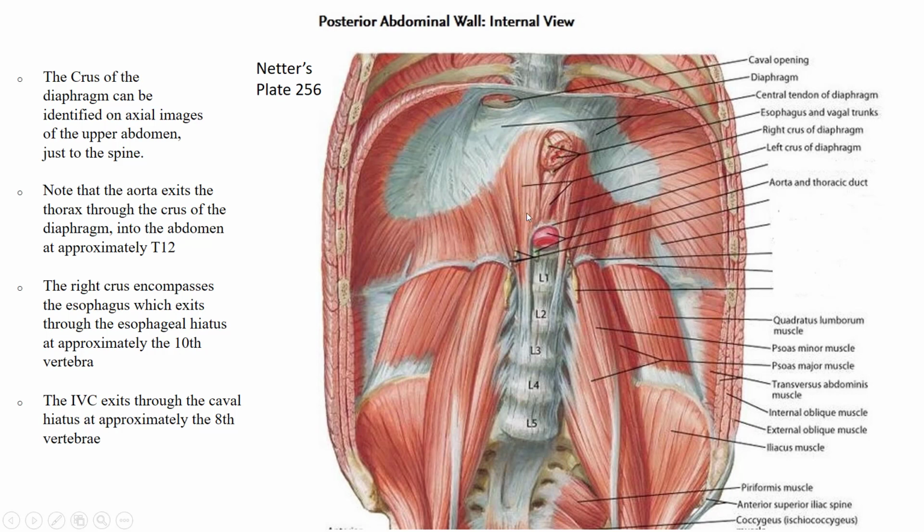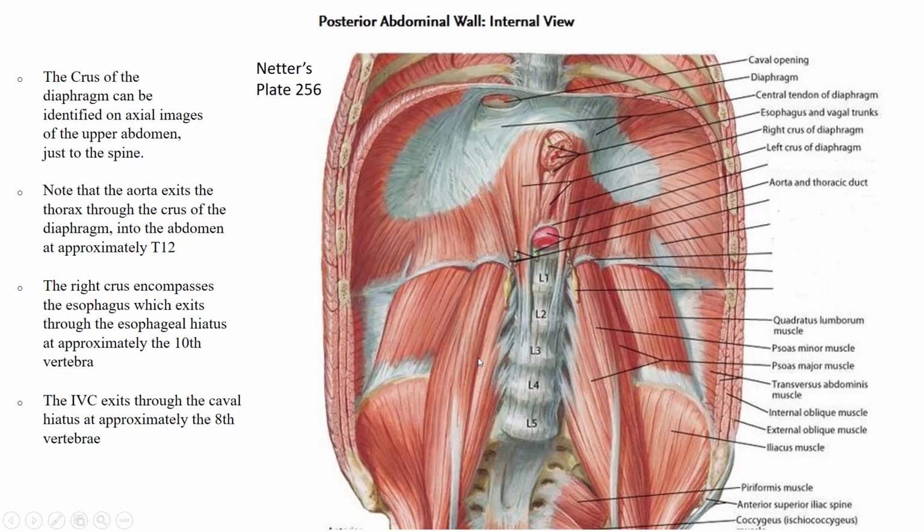And you can see the crura of the diaphragm wrapping up and around the esophagus and around the aorta as well, so you'll be able to see it in both places. And then the aorta enters the abdominal cavity at about T12. And these are all approximate levels that can vary in each patient.